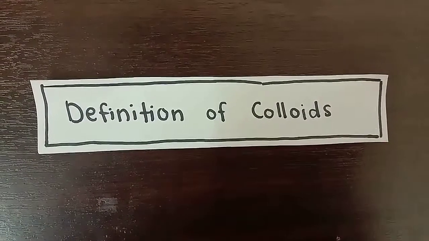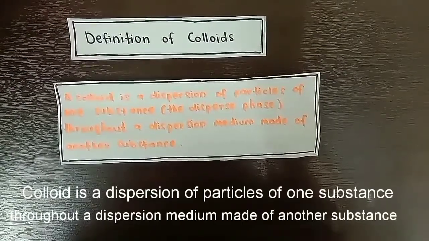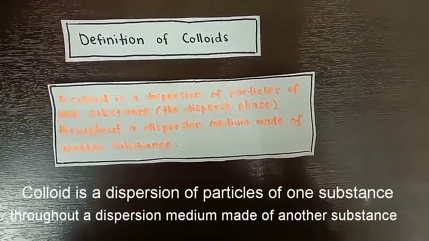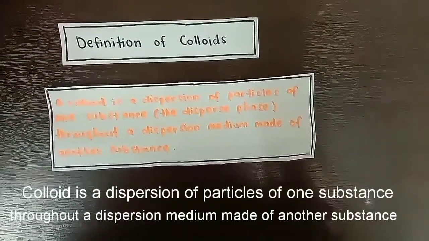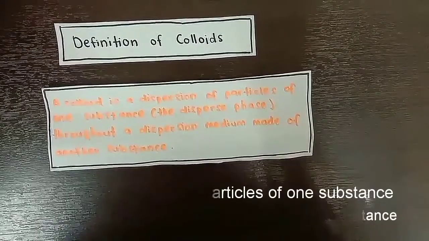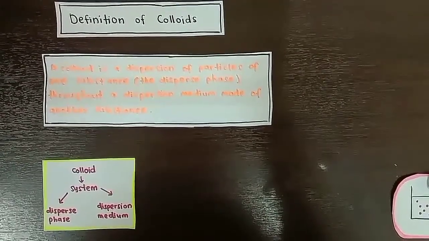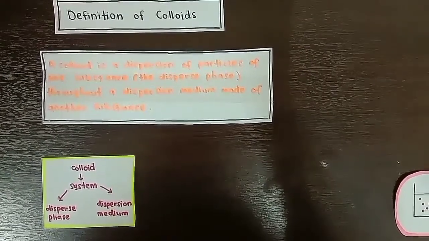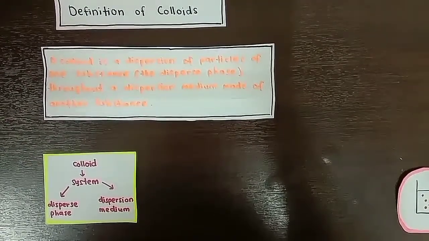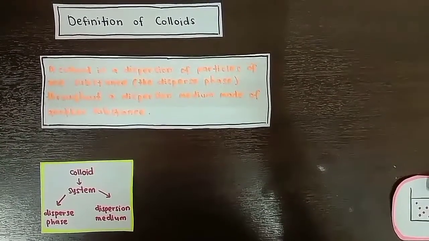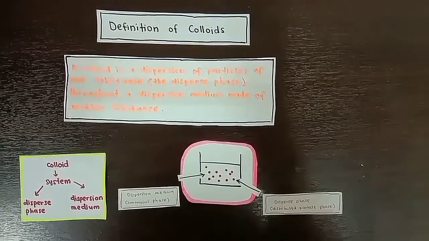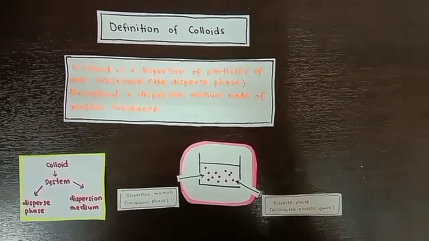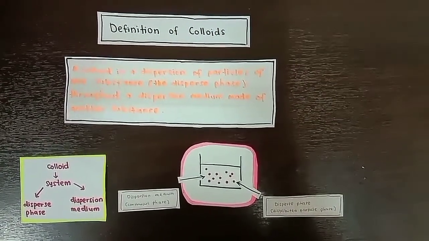Definition of colloid. A colloid is a dispersion of particles of one substance throughout a dispersion medium made of another substance. So, the keywords for the definition of colloids are disperse phase and dispersion medium. Based on the diagram below, the red dot will act as a disperse phase, meanwhile the solution will act as a dispersion medium.